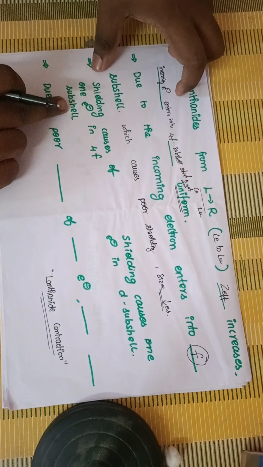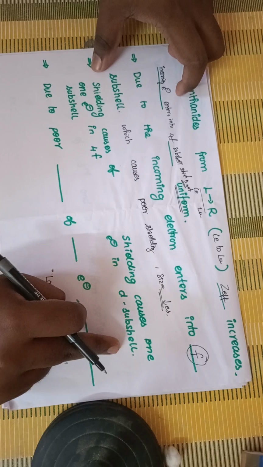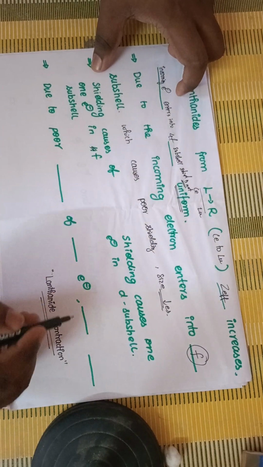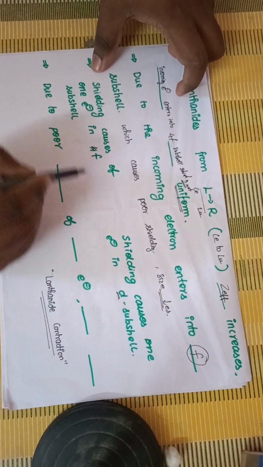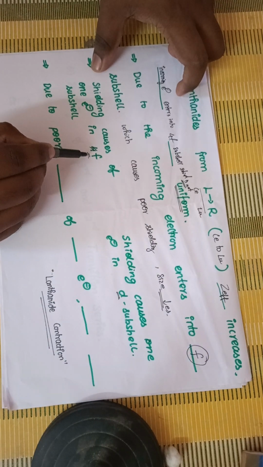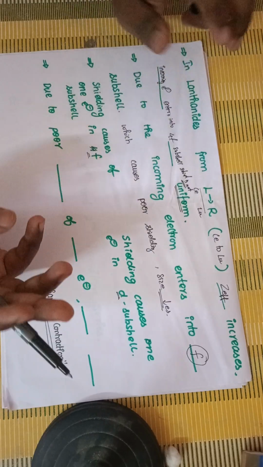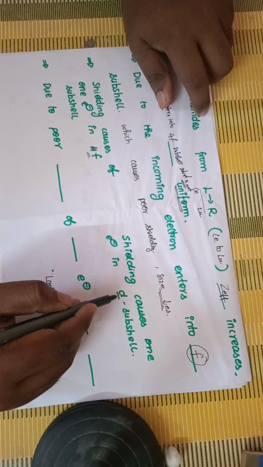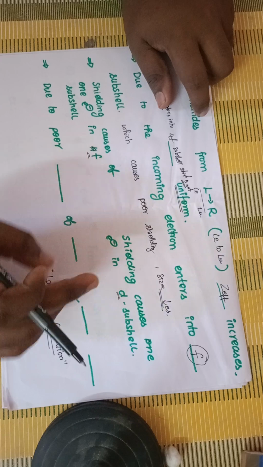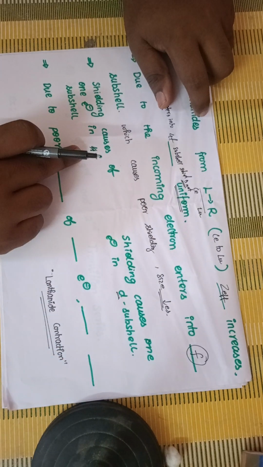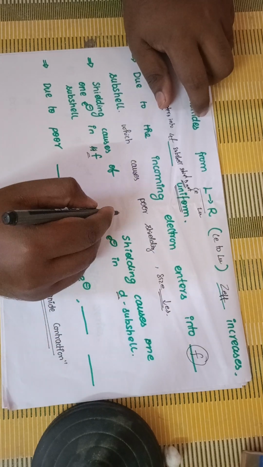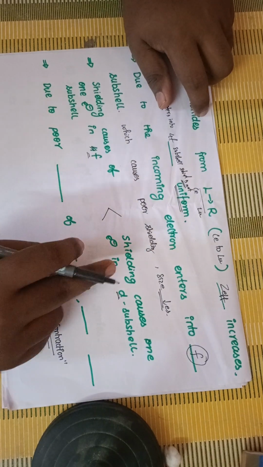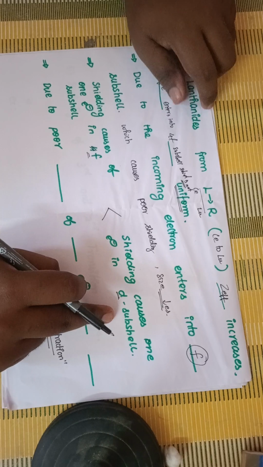Shielding caused by one electron in the 4f subshell, and shielding caused by one electron in the d subshell. Which electron will cause more shielding, the one that enters the d or the f subshell? The f subshell is more diffuse in space, while d is more contracted. D is very close to the nucleus, f is far away from the nucleus. So the electron entering the d subshell has more shielding effect.